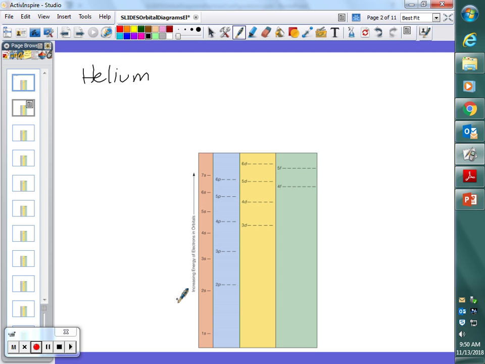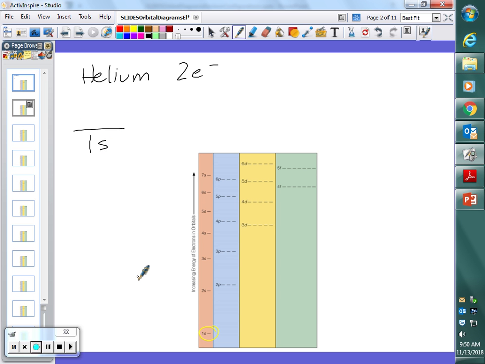Okay. First thing we have to do is determine the number of electrons that we have to place here. So we find helium on the periodic table. Its atomic number is 2, so we have 2 electrons. Okay? All right. Again, we start down at the bottom of the chart. The first orbital that shows up, the one that has the lowest energy of all the orbitals, is the 1s orbital. So we're going to draw a line.